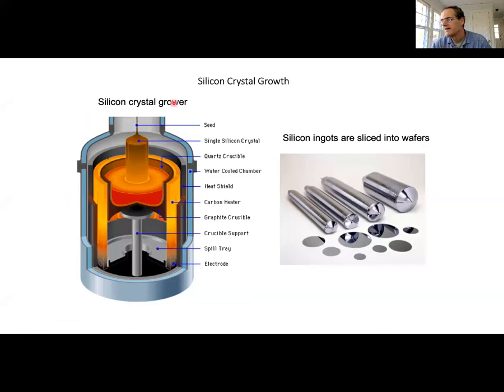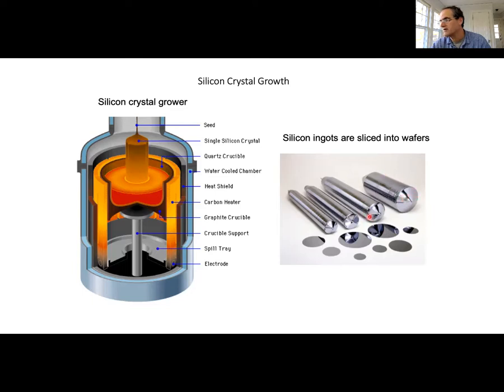First of all, here's a crystal puller that might be used to make silicon ingots. Silicon crystals are pulled from a molten silicon, and it starts with a seed crystal. And if the seed crystal is pulled out very slowly under just the right conditions, the material will crystallize as it's pulled out of the melt and make a large single crystal of silicon, almost perfect crystal of silicon. Here are some silicon ingots of different diameters made through these kind of growth processes.